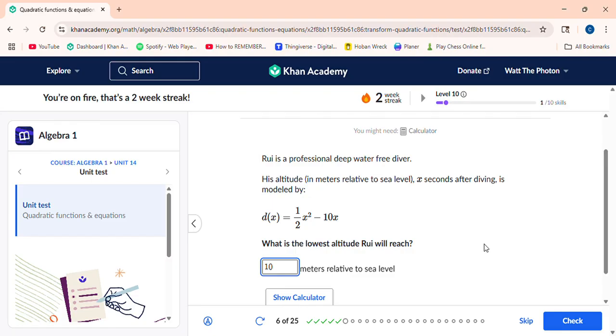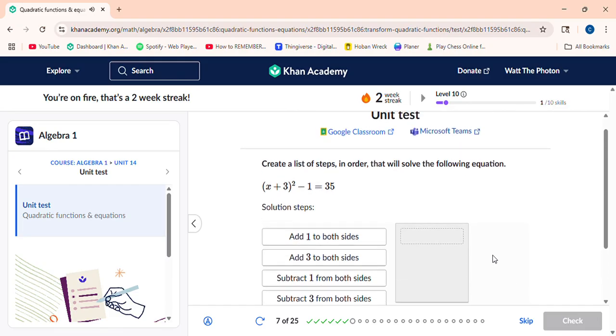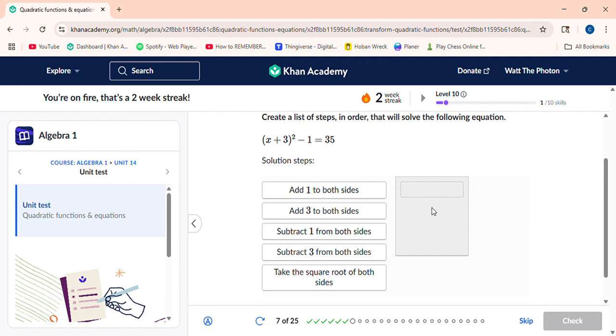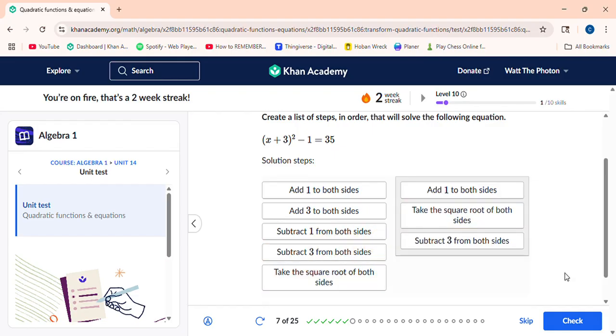Maybe plug 10 into the equation. If you plug 10 into the equation, you get 100, 50, minus 100, which is negative 50. There we go, negative 50 meters. Create a list of steps that will solve the following equation. So, add 1 to both sides. Take the square root. Subtract 3 from both sides.